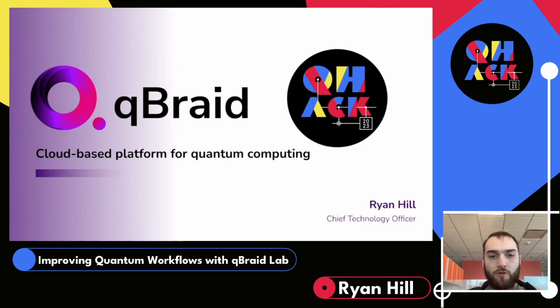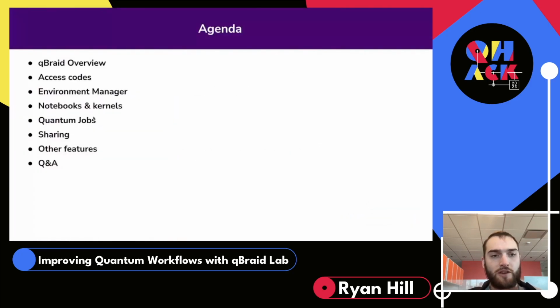So, for a quick agenda, I'm going to give just an overview of qBraid. We're going to talk about where you can redeem an access code to get some free access to our premium features and some quantum credits to get started to follow along. Talk about our environment manager using Jupyter notebooks and kernels, submitting quantum jobs, some of our sharing features, and then we'll go over some other features and answer questions at the end.